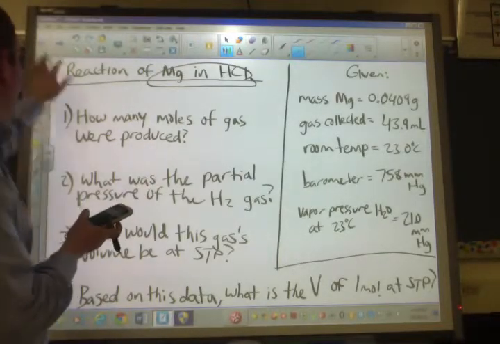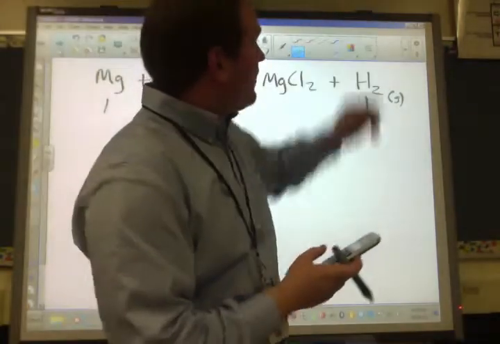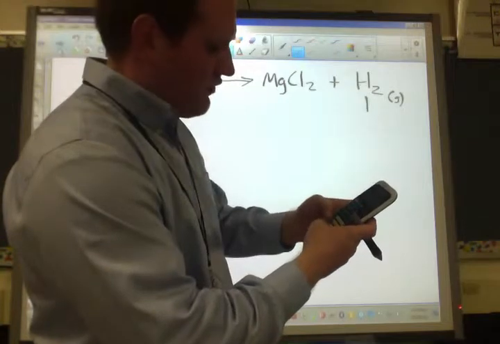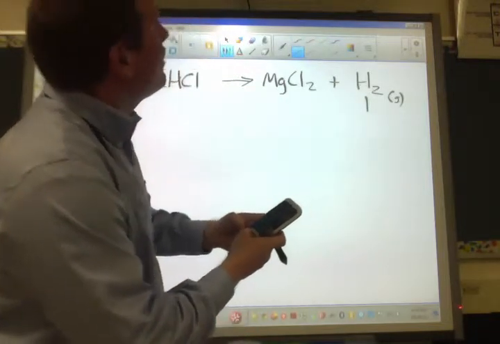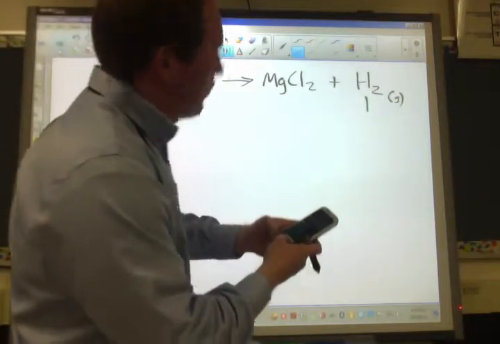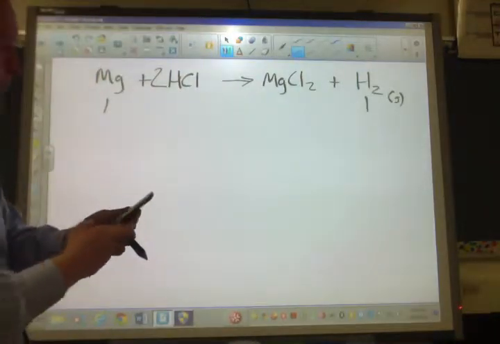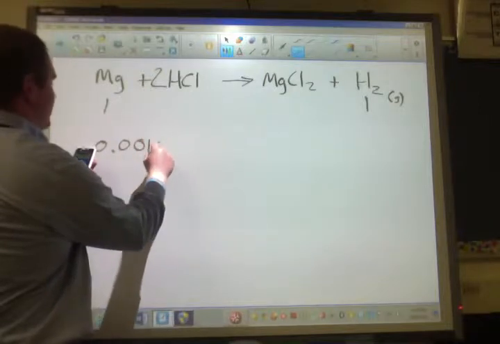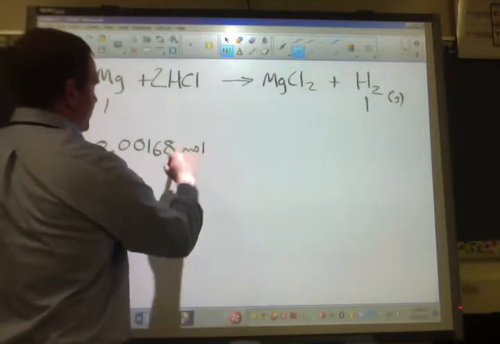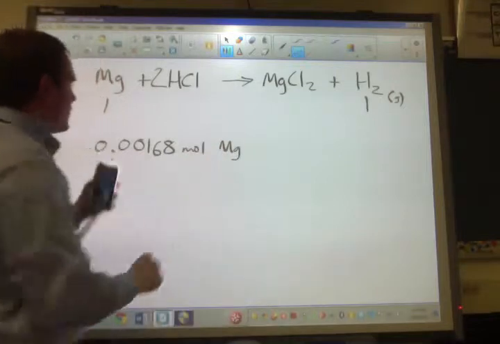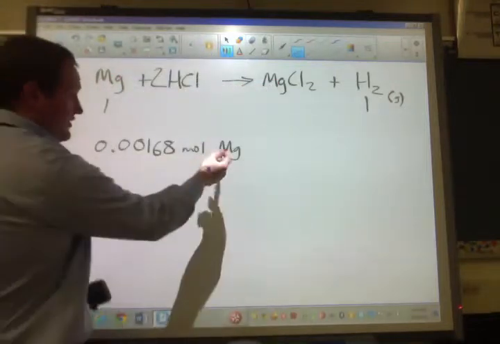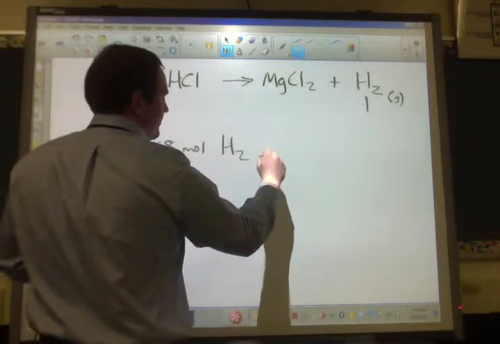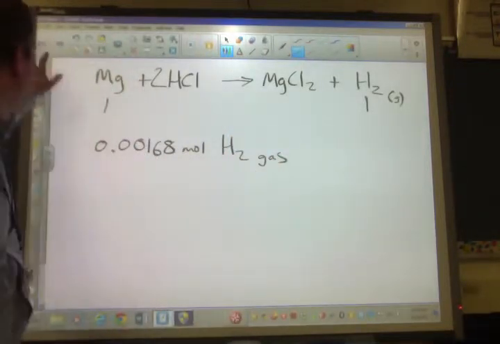So 0.0409 grams divided by the molar mass of magnesium, 24.305, gives me 0.00168 moles of magnesium. 1-to-1 tells me this is exactly the same number of moles of H2 gas. Question number 1 is done.